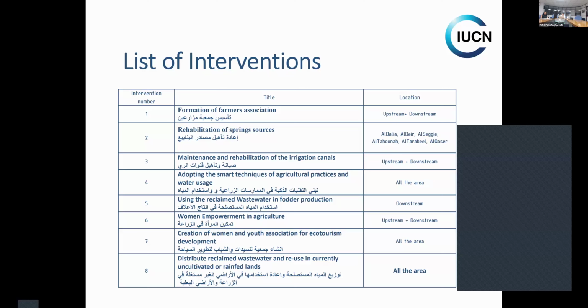and women empowerment in agriculture, and the creation of a women and youth association for ecotourism. Development and distribution of reclaimed wastewater and reuse in currently uncultivated or rainfed land.